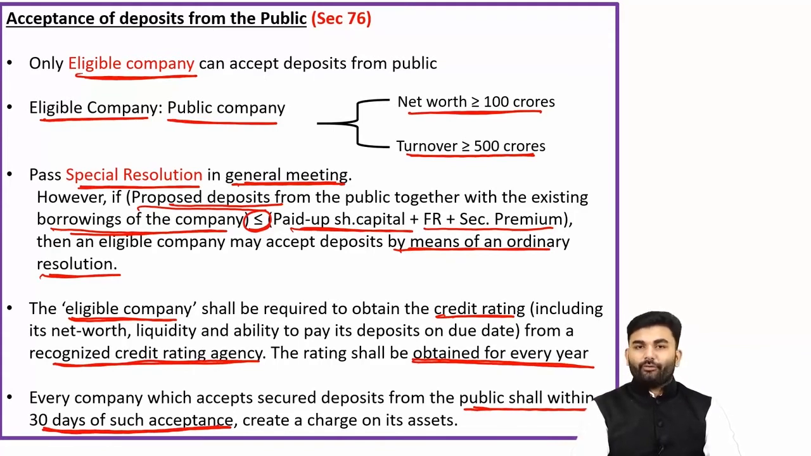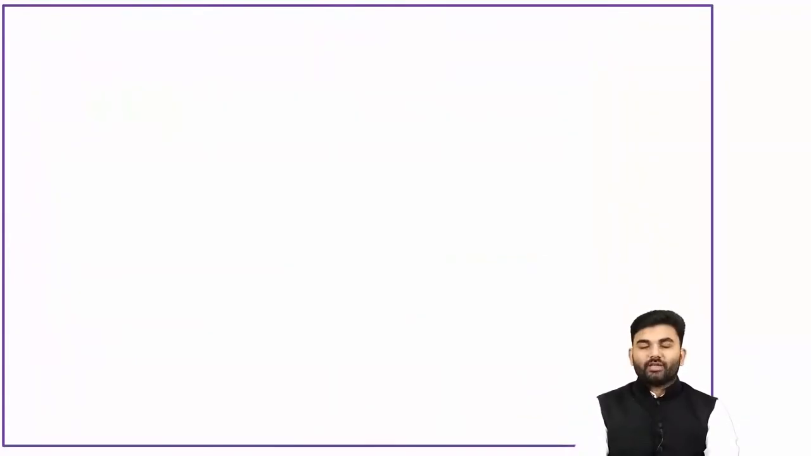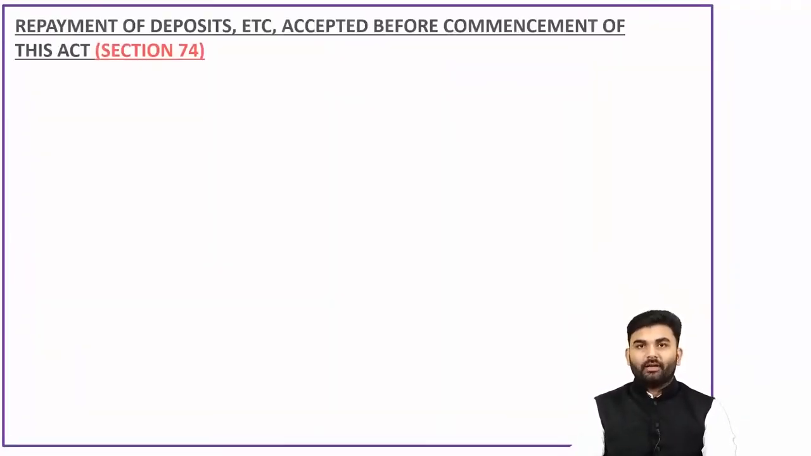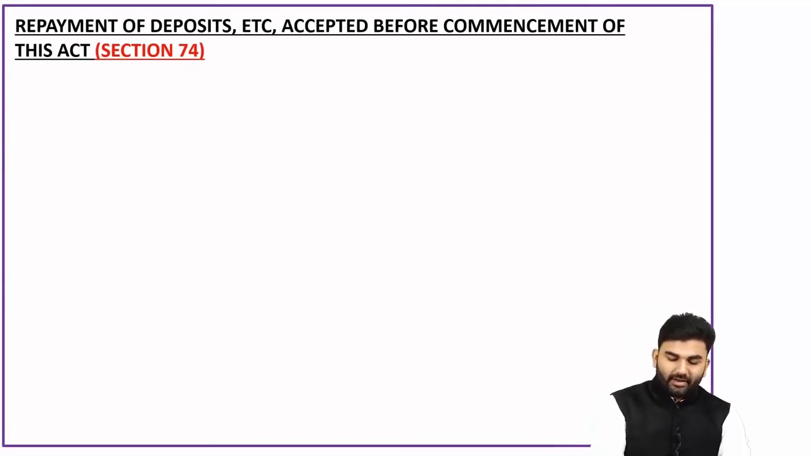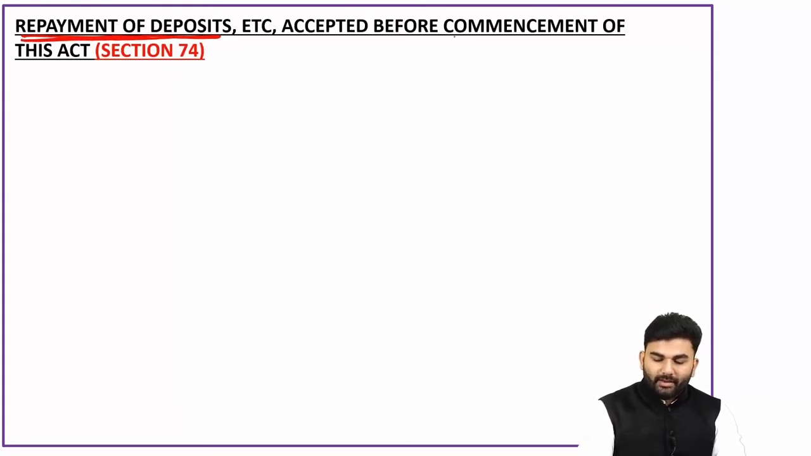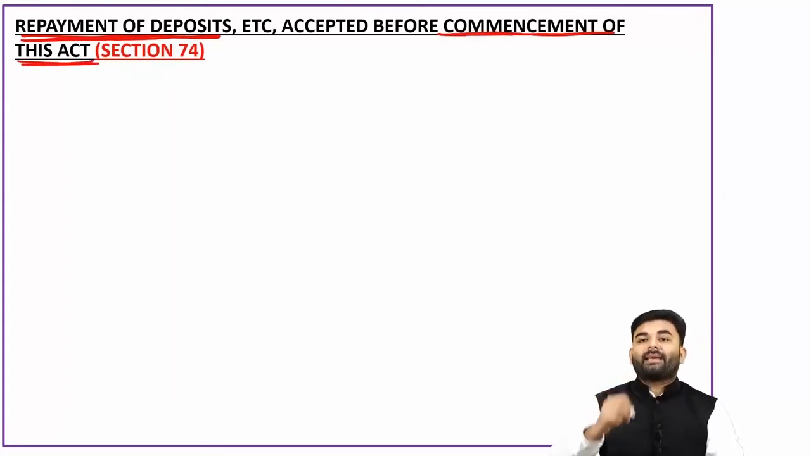So yes, my dear friends, we have successfully completed the provision of section number 73 as well as section number 76. So let us begin the next provision, that is section number 74. Section number 74 says about repayment of deposits which were accepted before the commencement of Companies Act 2013.